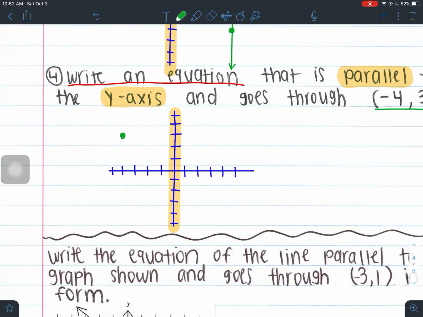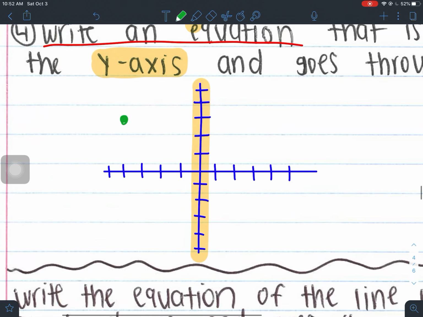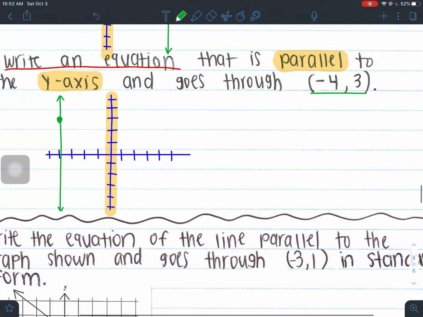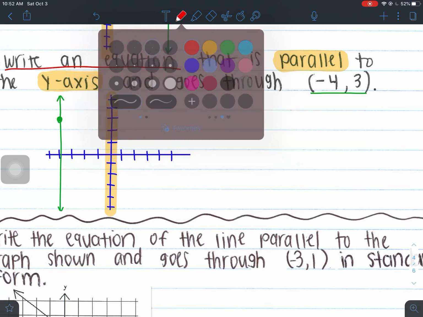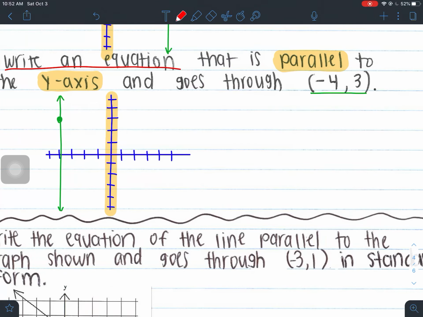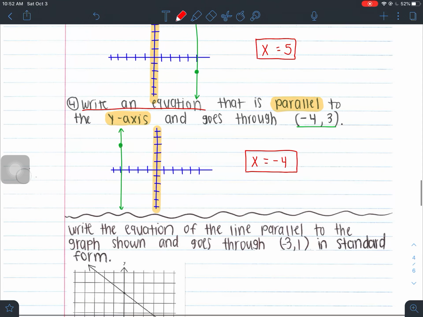Now I want it parallel to the y-axis, and I want it to go through negative 4, 3. If I want it parallel, I do not want it to cross the y-axis. I want it to be running along it and never touching it. So, what axis does this green line go through? It goes through the x-axis, which is why it's x equals, and it goes through the number negative 4. So our equation is x equals negative 4.